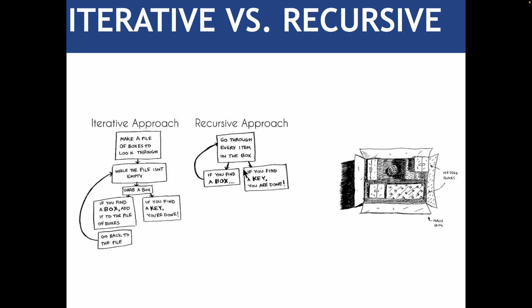Depending on the condition, you're going to call the same method. And one condition is going to take you out. That's the base case. That's the recursive case. So the recursive case is, I find the box. The base case, I find the key. These two algorithms do the same thing.